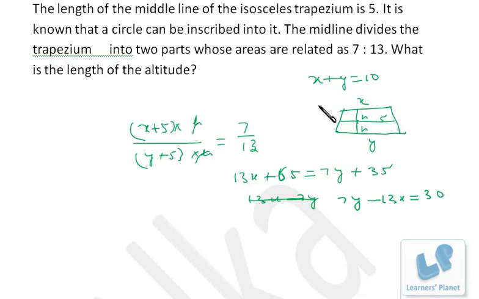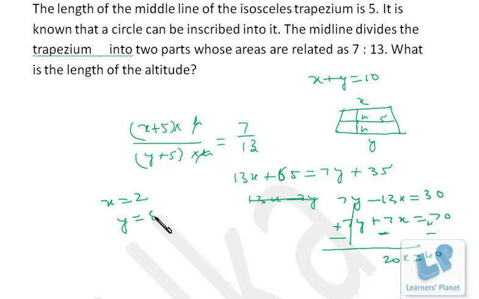And here x plus y is 10. So I take 7y plus 7x is equal to 70. So adding, 13 and 7, 20x is equal to 40. That means x is equal to 2, y is equal to 8, right? x is equal to 2, y is equal to 8.